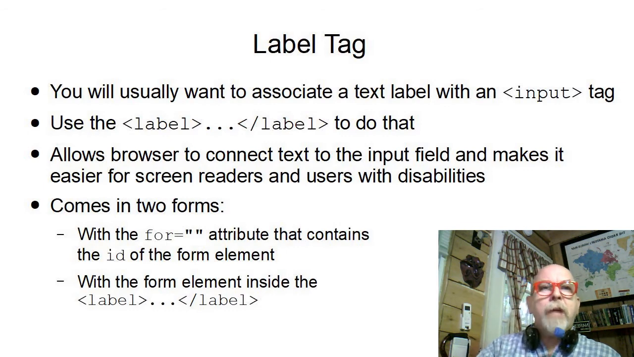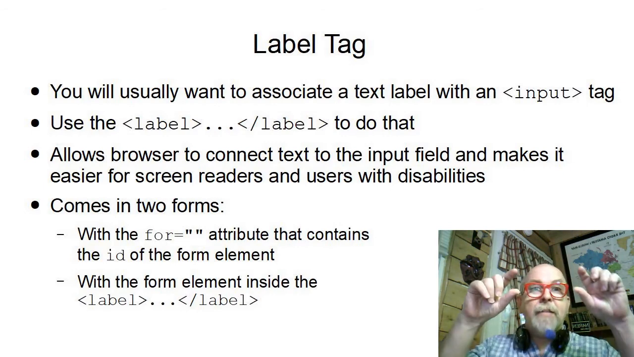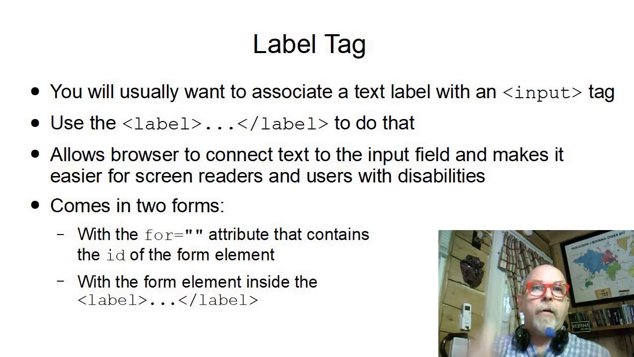Also, for checkboxes and radios, if we associate a label with them, you can click on the label and it makes the area to click bigger. So it makes it easier to use on a smartphone, or easier for people who have difficulty with fine motor skills. So we really need to associate a label with just about every field on a form.